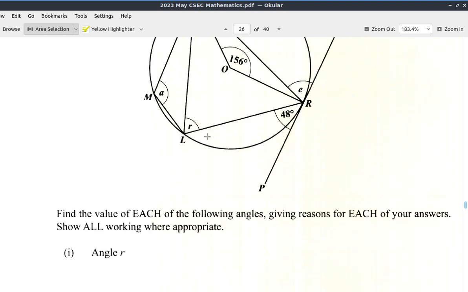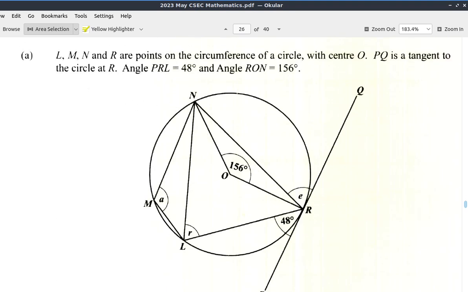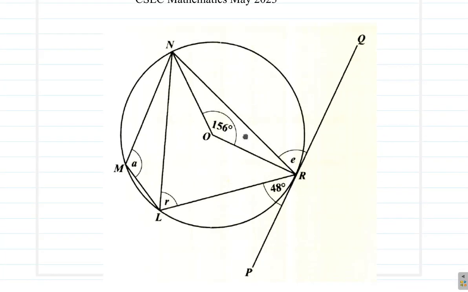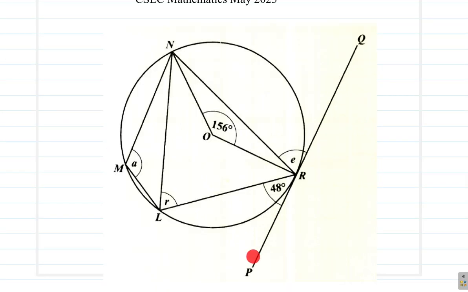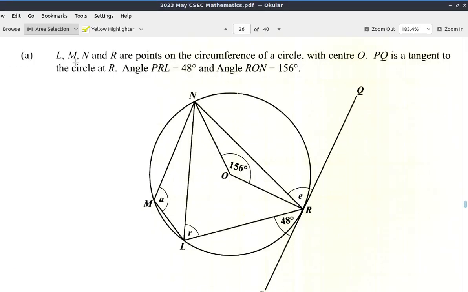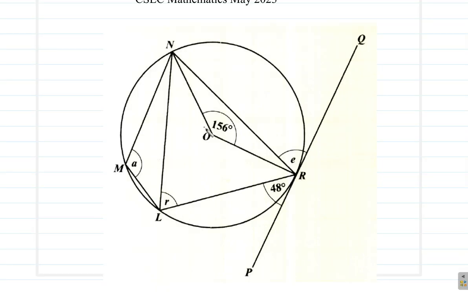Alright, I already copied this part of the question over here. It says PQ is a tangent to the circle. This is PQ. Tangent means it touches the circle. It doesn't cut the circle, it just touches it. Angle PRL equals 48 degrees. You have angle PRL 48, you see it here.